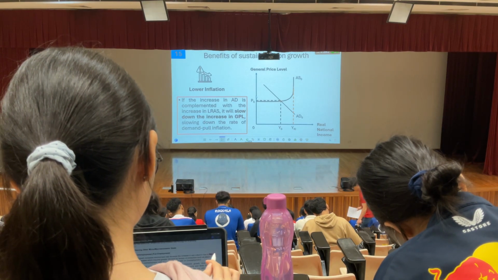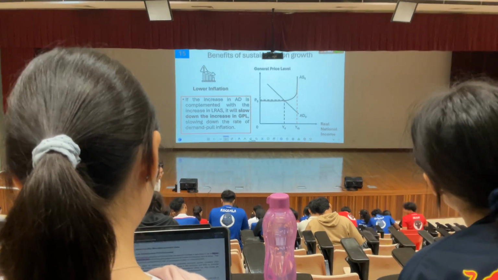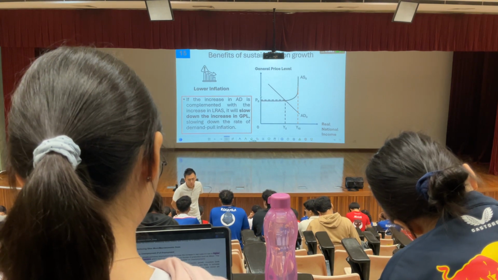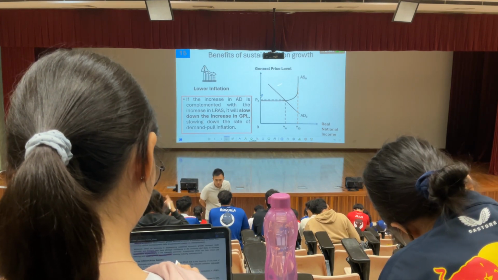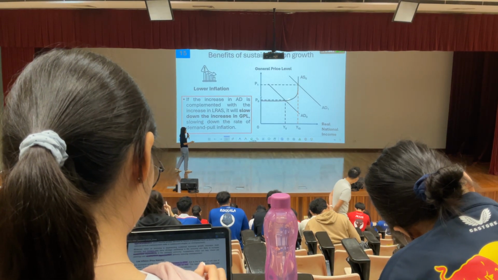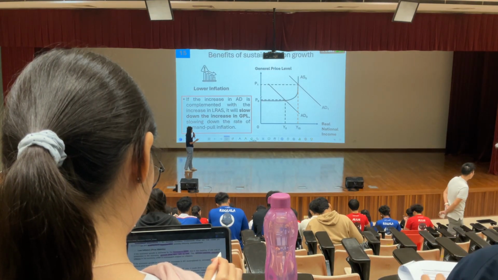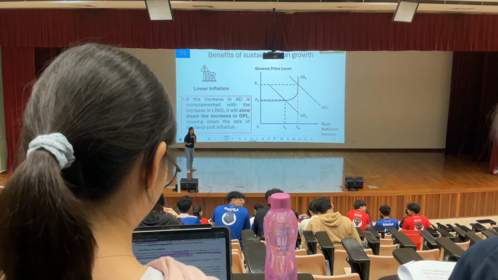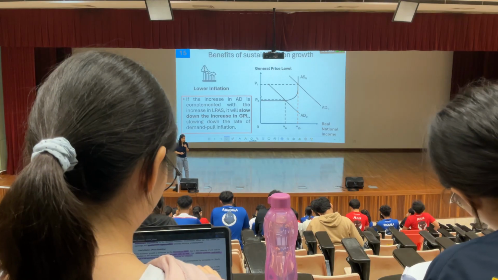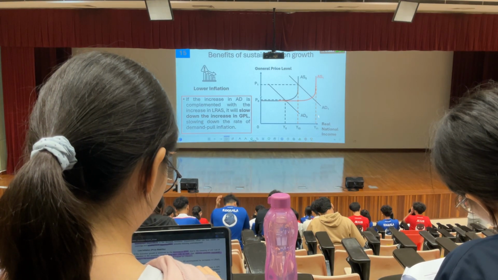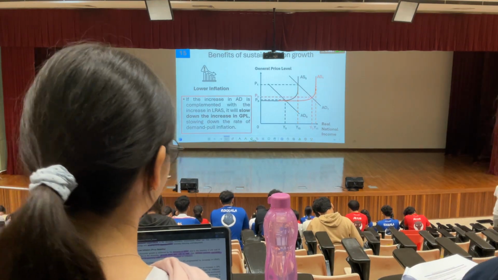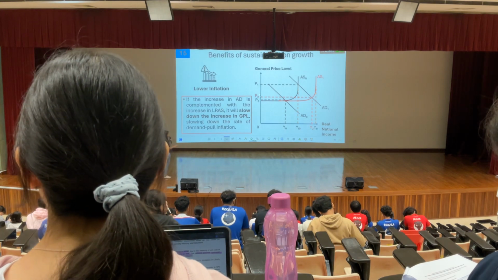Recall, just now I did say, when you achieve sustained growth, that means both your AD and LRAS increase. And when that happens, you also achieve lower inflation. So now, if you look at this diagram here, if you only see an increase in AD, like what I went through with you just now, your general price level will increase. That's when you only have actual growth. But if your AD increase is accompanied by an increase in LRAS, that means both AD and AS increase. What do you notice about the general price level? The GPL will increase only to P2.